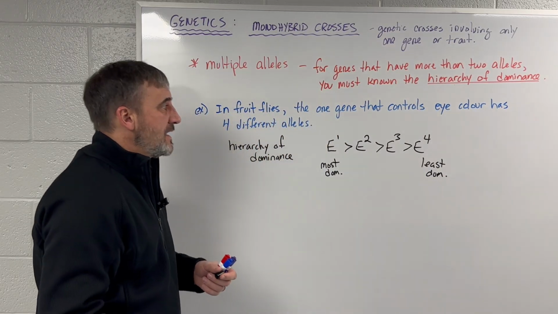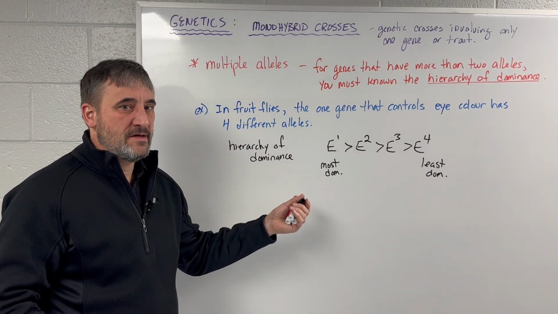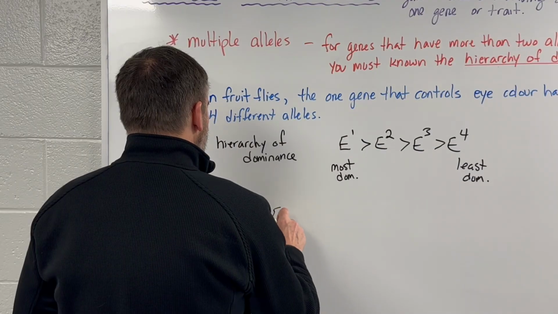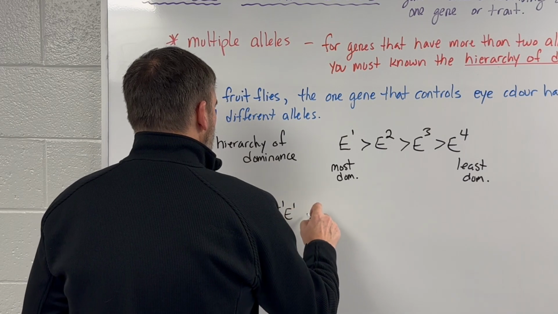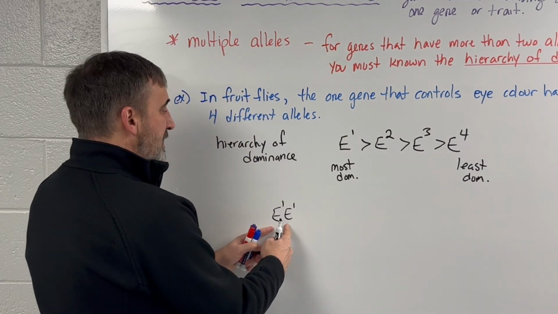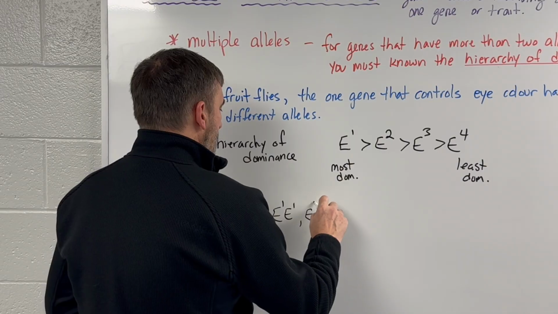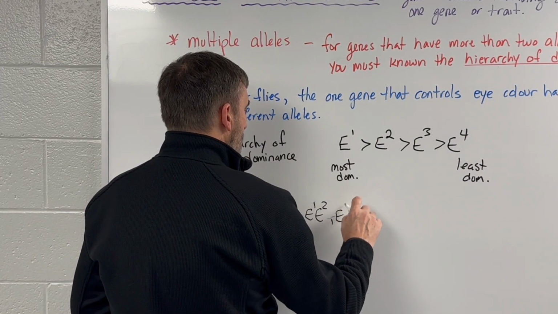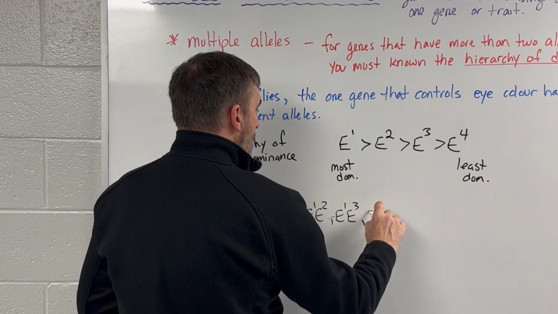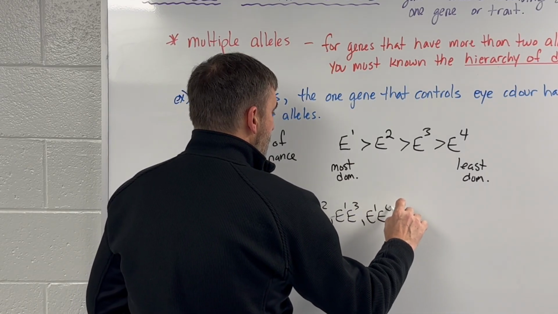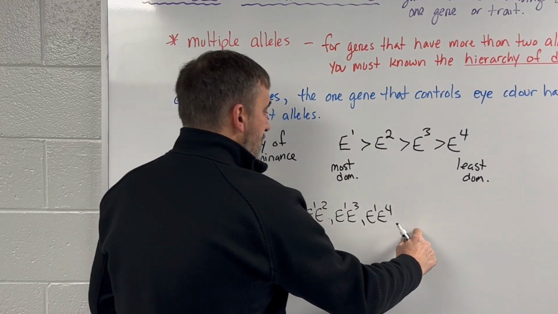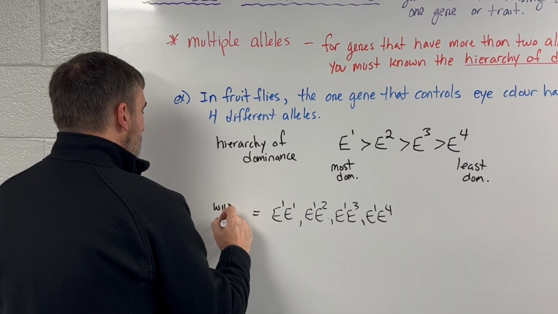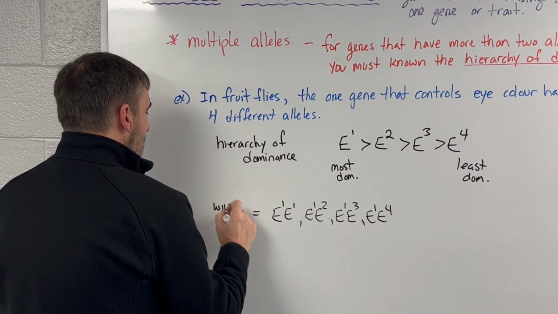Okay, and we're going to use that hierarchy of dominance to develop a key. So if we put E1 in a genotype with another E1, or E1 with an E2, or E1 with an E3, or E1 with an E4, any of those genotypes would give us wild type eyes or red eyes in fruit flies.